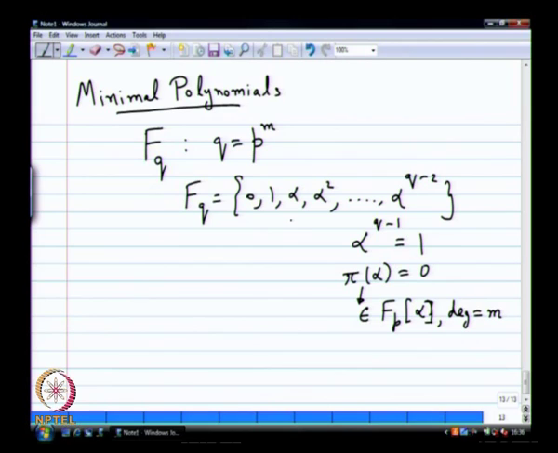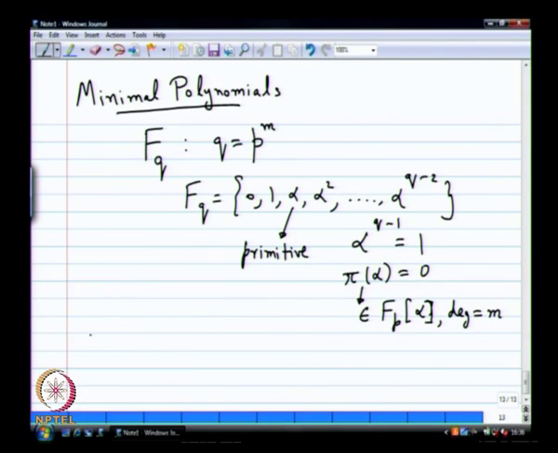Such an alpha is called primitive. I do not know if I defined it formally or not. Such an alpha is called primitive. It is a primitive element, it is the root of a primitive polynomial. So, the word primitive will show up again and again in these expressions.